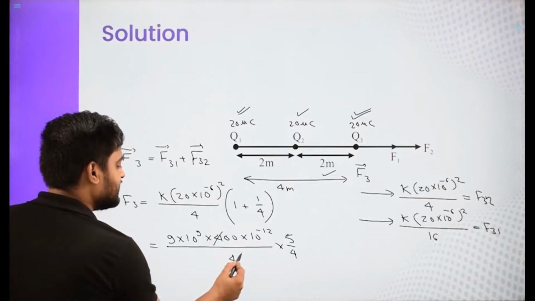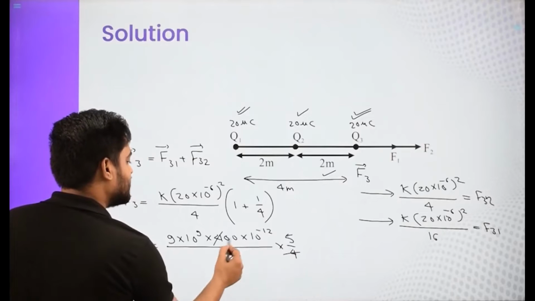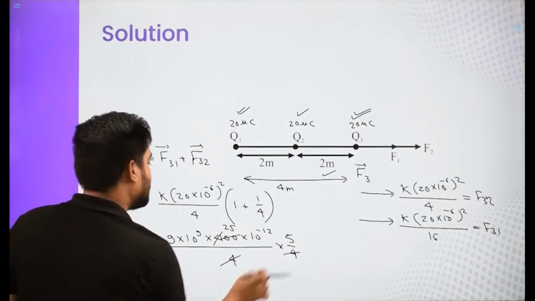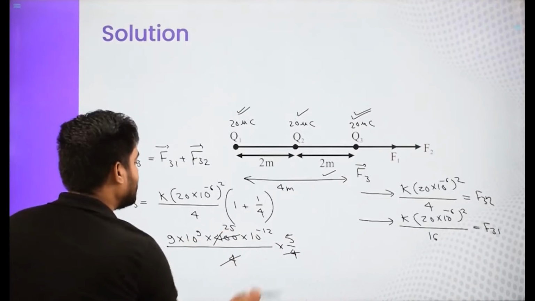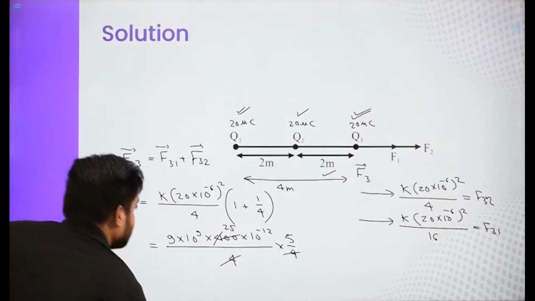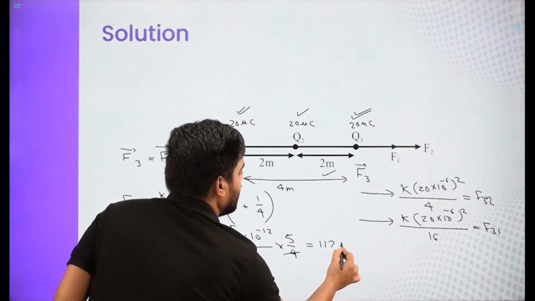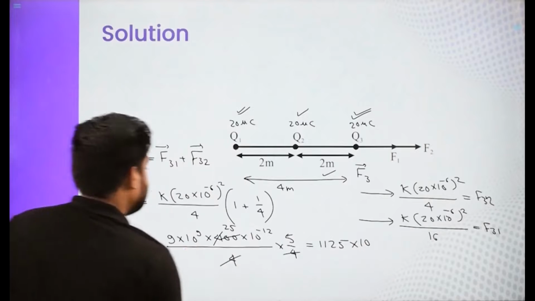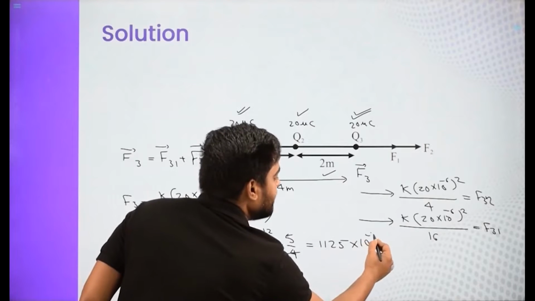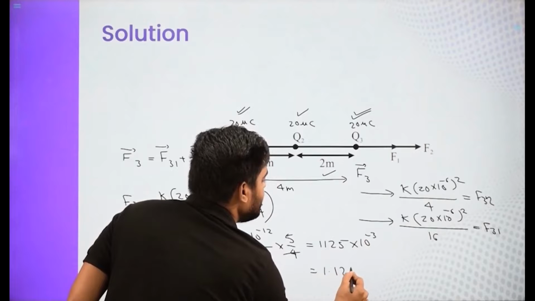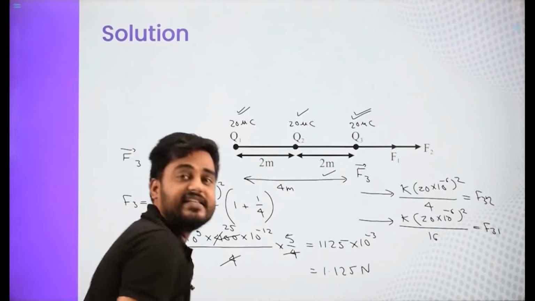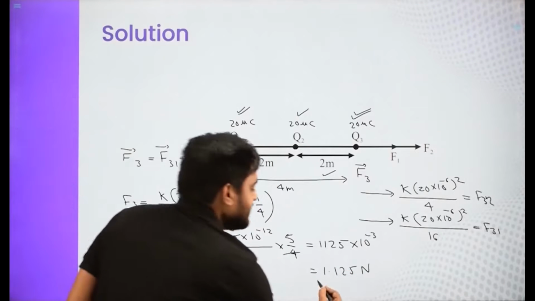So we can cancel out this with 25. So this is 125 into 9 into 10 raised to power minus 9 and minus 12. So eventually, 9 into 125 gives me 1125. And 10 raised to power, see 9 and 12, so minus 3 is still left. So I'll say 1.125 Newton. Since everything is SI over here, we will say that this is directly Newton.